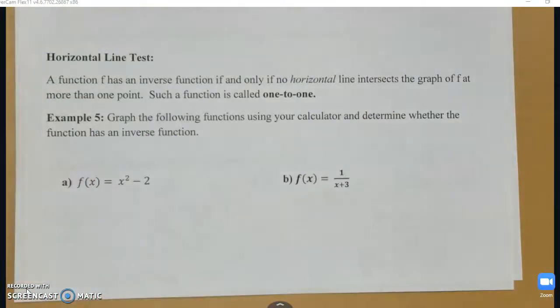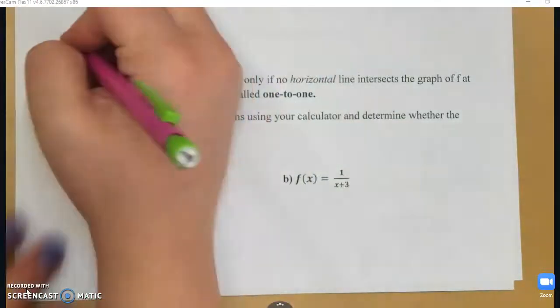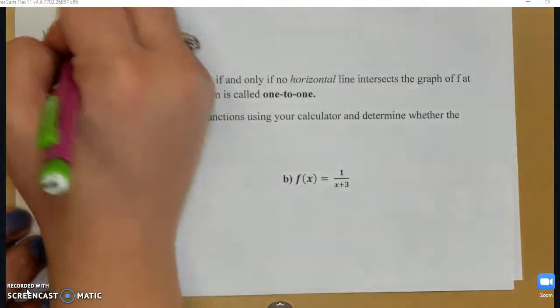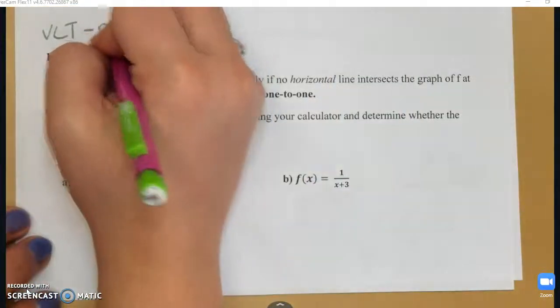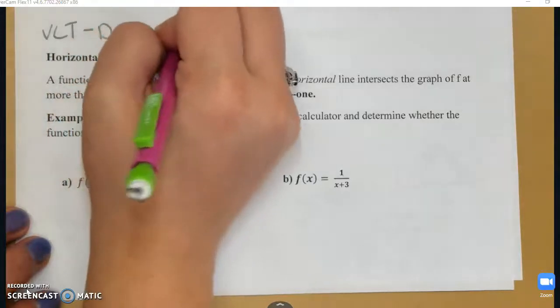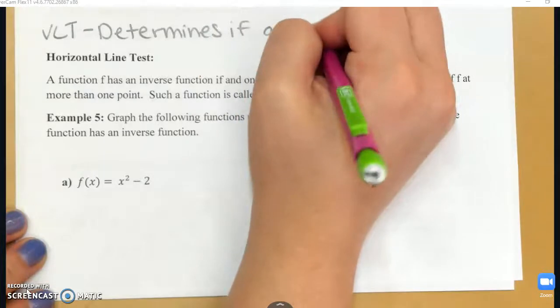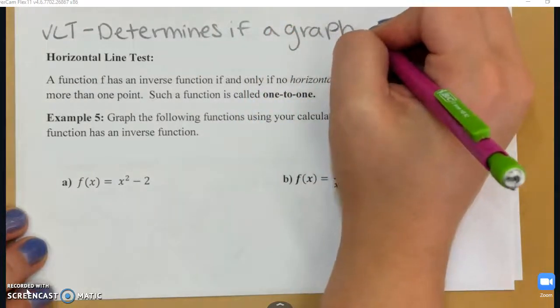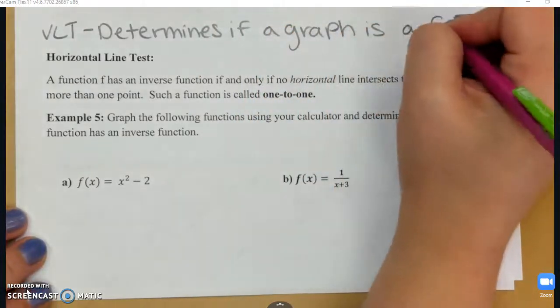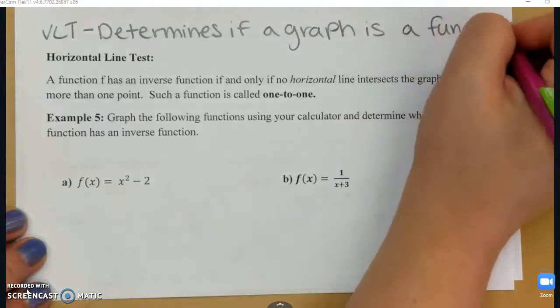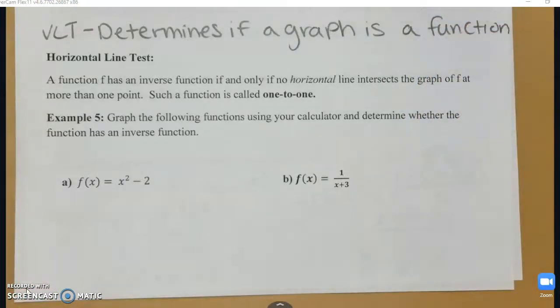Remember, the vertical line test told us if we had a function; it determines if our graph is a function or a relation. The horizontal line test tells me if my function has an inverse, meaning that it's 1-to-1.